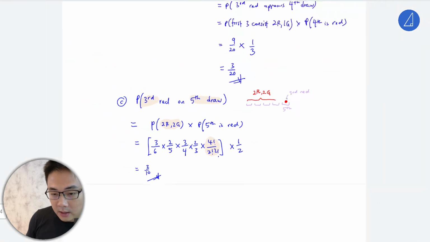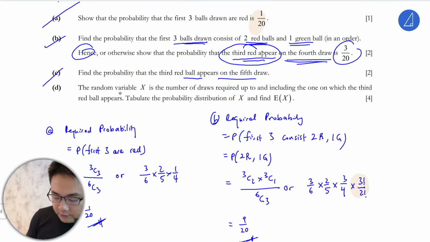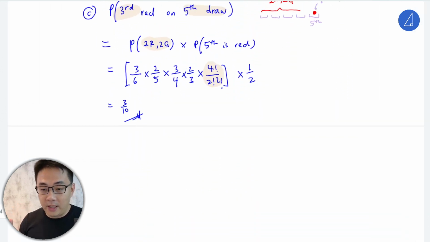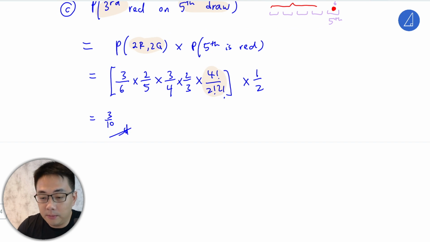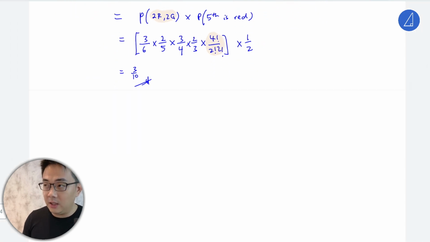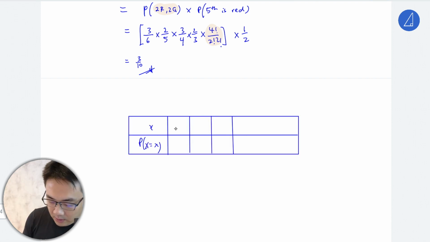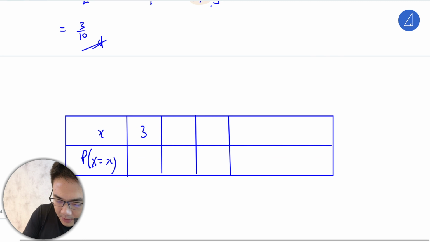Okay, so let's look at D. D is the random variable X, which is the number of draws required up to and including the one on which the third red ball appears. Tabulate the probability distribution of X. Basically what it means is how many times you need to draw to get the third red ball. Minimally you need 3 draws, because the first 3 would be red.